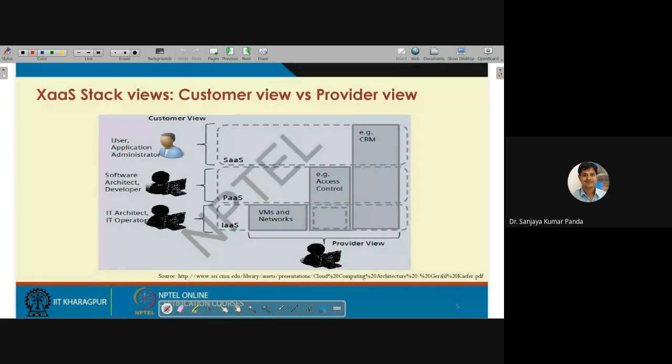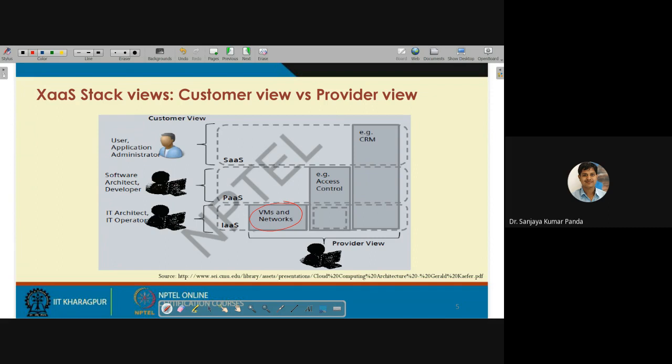Similarly, this is another architecture, if you look into the customer view as well as the provider view. If you recall that example, pizza as a service, I told you, you can map these things, right? In the infrastructure as a service case, you have virtual machines and network. So platform and software as a service will be taken care of by your customer.